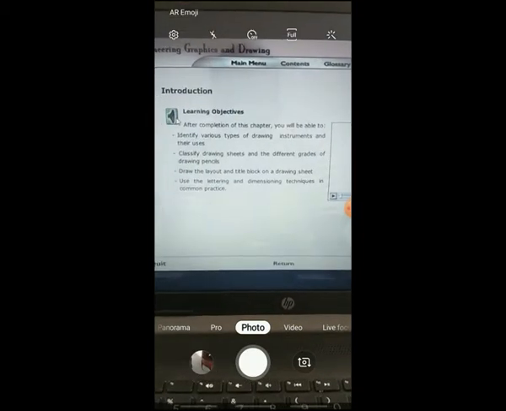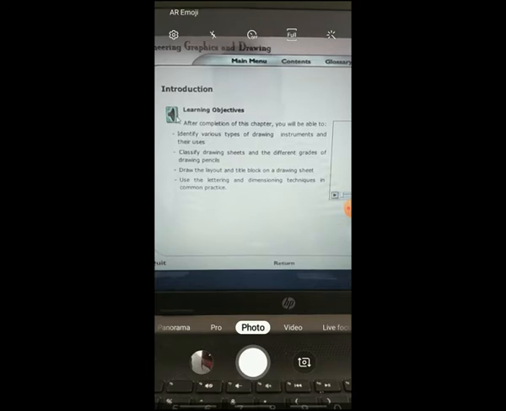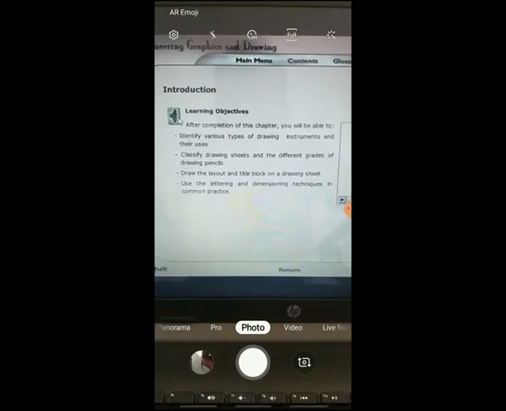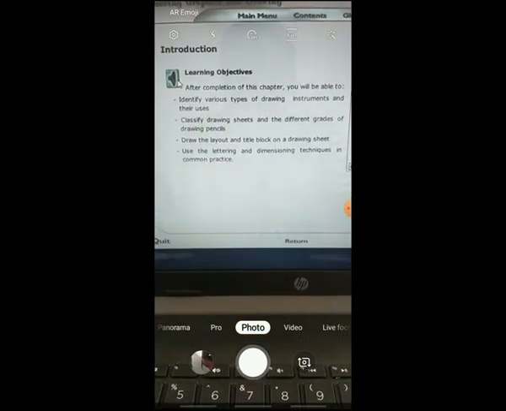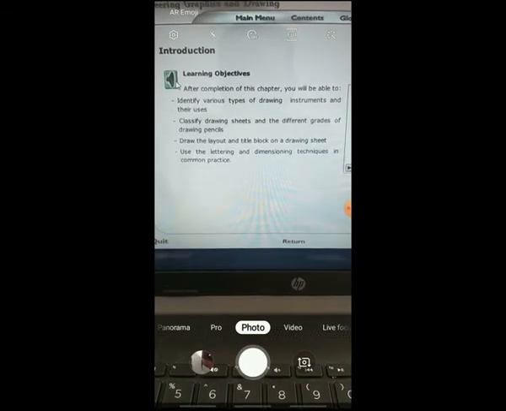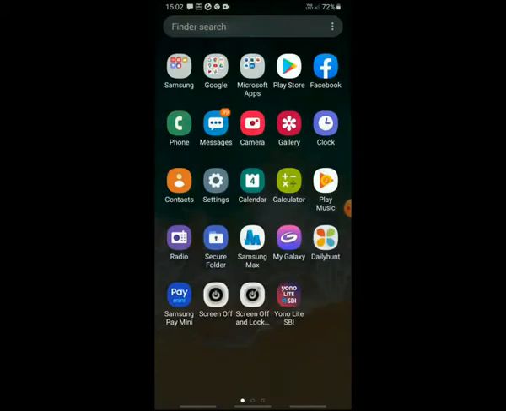Learning objectives. After completion of the chapter, you will be able to identify various types of drawing instruments and their uses, classify drawing sheets and the different grade drawing pencils, draw the layout and title block on a drawing sheet, and use the lettering and dimensioning techniques in common practice.